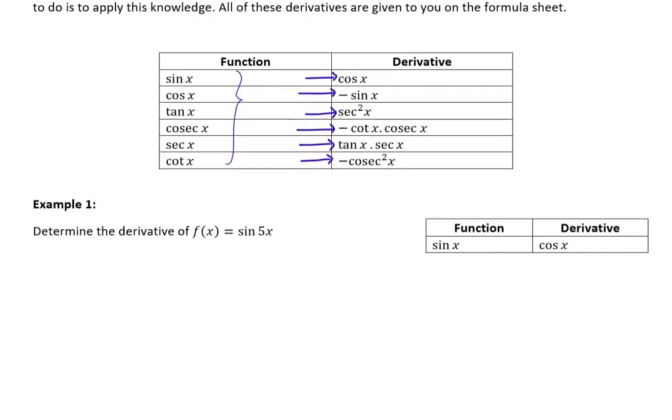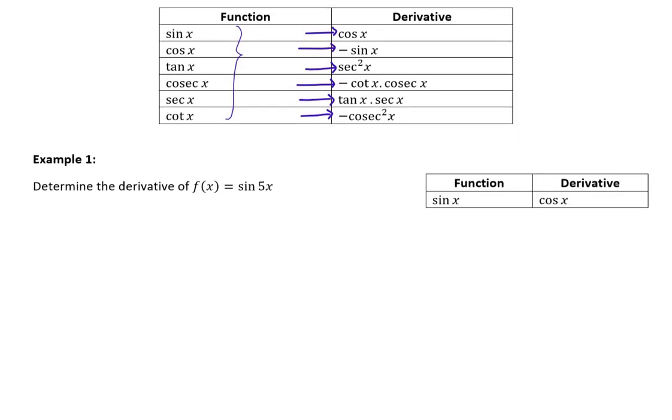So let's just do a whole bunch of examples together. What I've done on the right hand side is I've just chosen the part of the table which we will need, because it's easy to have the table right there. I mean, it's on your formula sheet, so you do have access to it when you're doing these types of questions. So this question says determine the derivative of f of x equals sine of 5x.